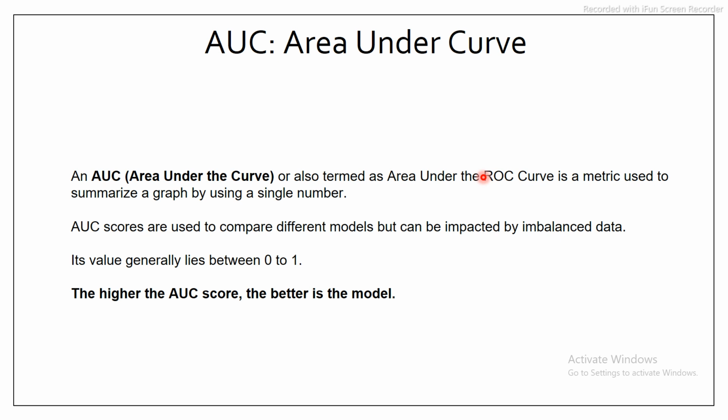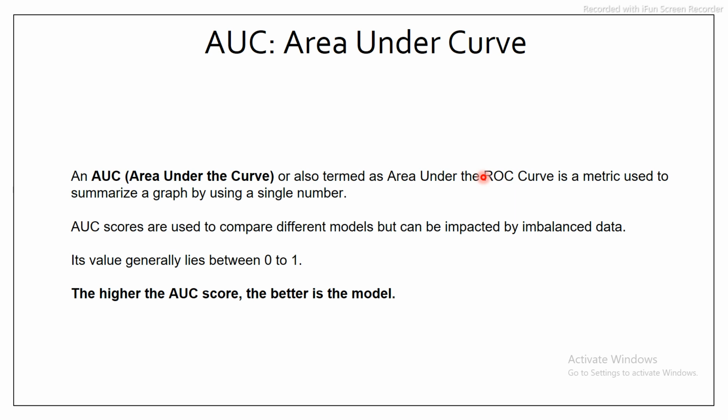Then area under curve. Area under curve is used for summarizing a graph by using a single number. Area under curve scores are used to compare different models but can be impacted by imbalanced data. So let's say if your data is imbalanced, in that case don't take help of the area under curve. And let's say you are training 5 different models, so it's very important to compare the area under curve. Area under curve will also lie between 0 and 1. It cannot go below 0 or above 1.